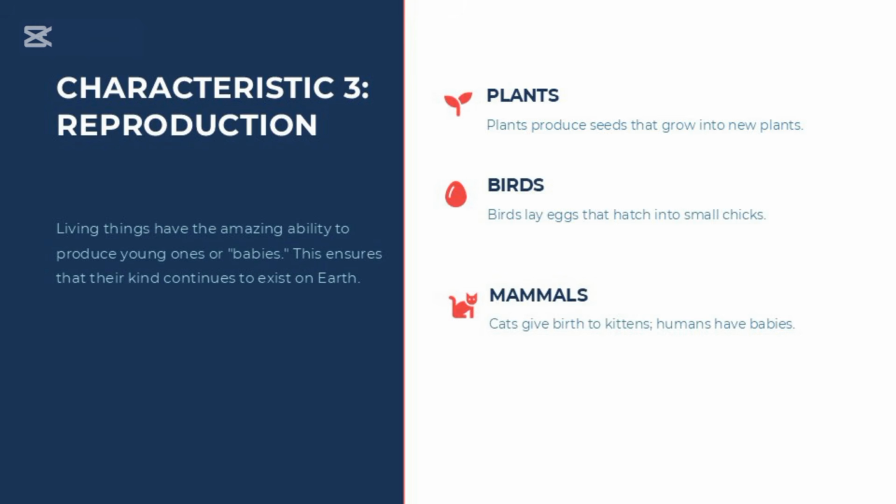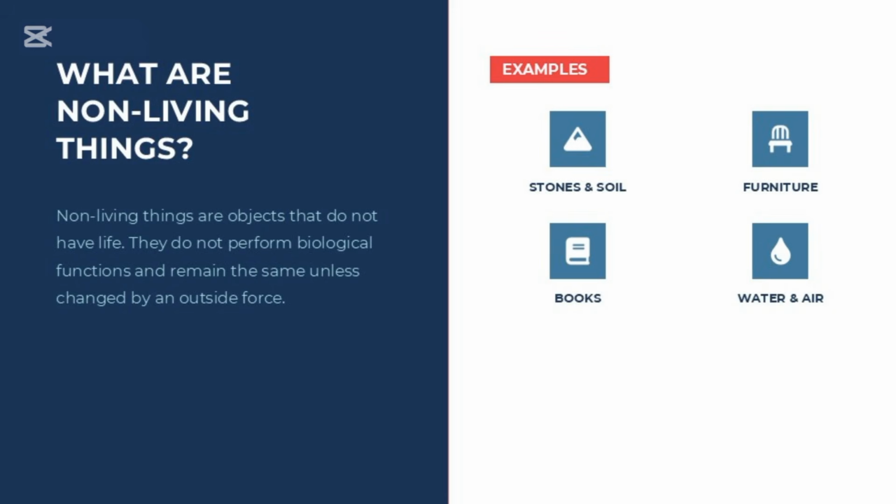So let's take a look at some examples of non-living things. You see water and air, which are all around us. Then we have books, furniture, stones, and soil. These are all objects that do not have life. That's an important point. Non-living things do not perform biological functions like growth or reproduction.